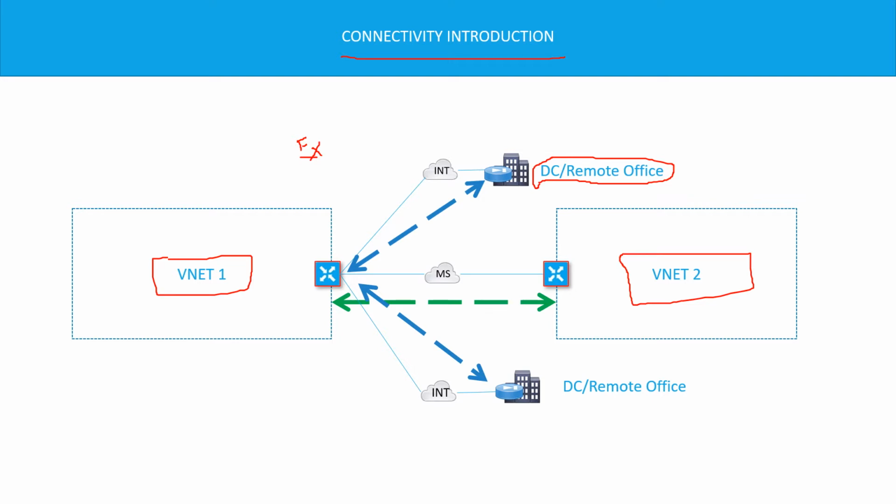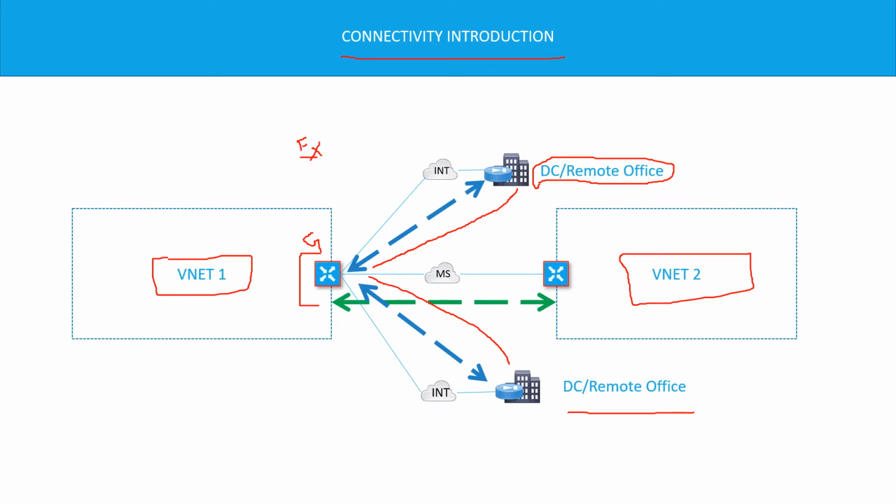So I can establish a tunnel from my remote offices to Azure, and all these tunnels will be terminated on the gateway we created here, which is a part of the VNet 1. Maximum I can create only one gateway per VNet. Similarly, I have another site which we want to connect to the same VNet. So I can establish another tunnel to the same gateway.